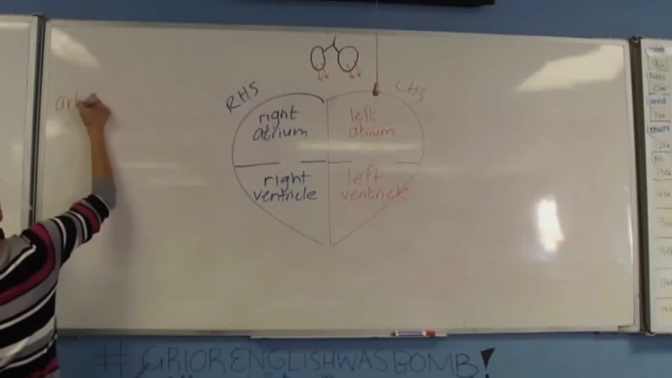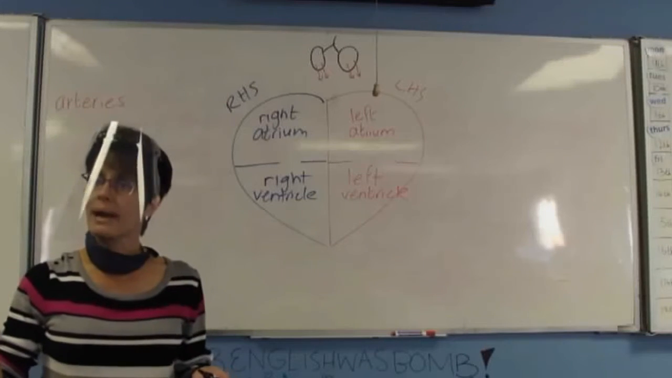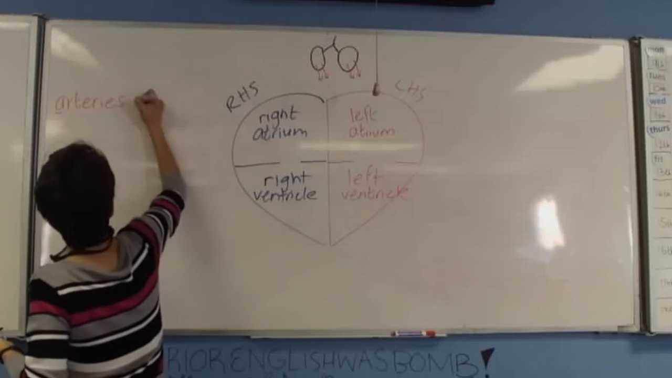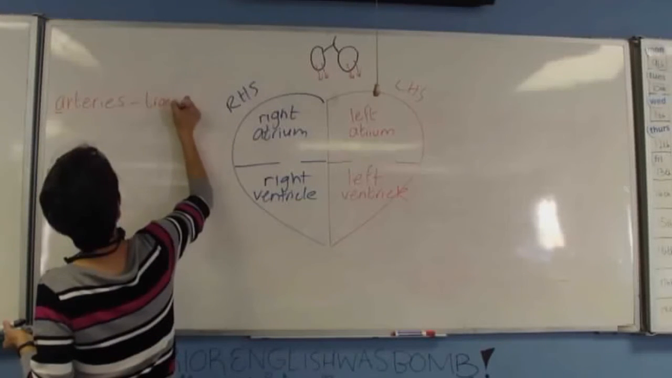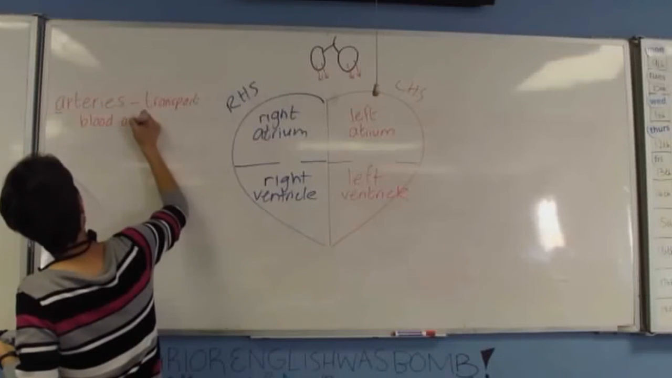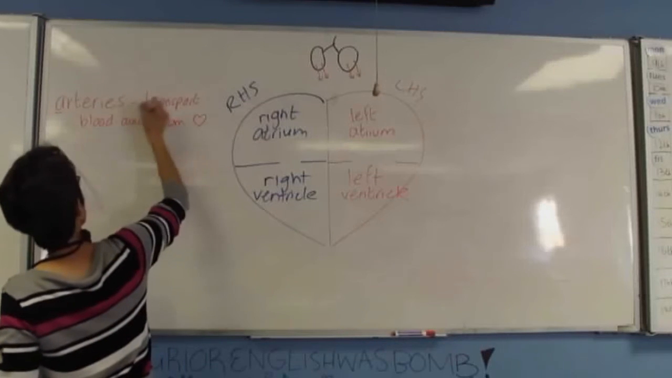arteries. Okay, the main types of blood vessels. So we're just going to try and tie it all together. Arteries transport blood away from the heart. Arteries transport blood away from the heart. A for away.